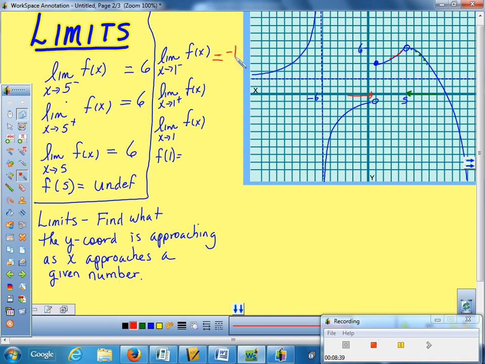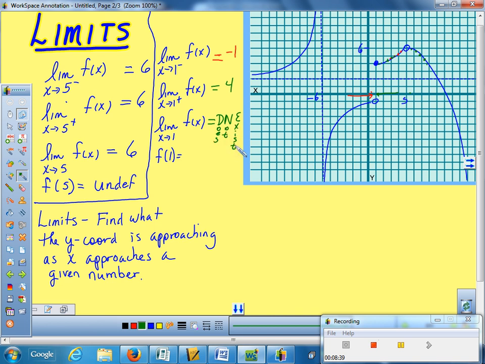Okay, right-hand side. Now if I'm coming from the right-hand side toward 1, I'm following, once again, I'm up here on this branch, but I'm coming toward 1, so what's my y-coordinate going to be approaching? That's approaching 4. Okay, so when I say, what's the limit from both sides? It does not exist because the two sides don't agree. What do we write? Yes, we write DNE. The limit does not exist.